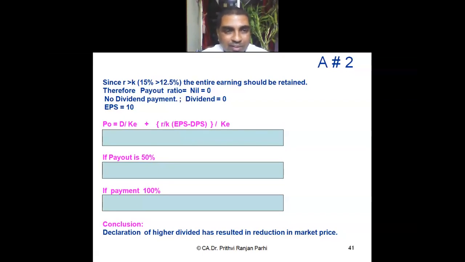Please try, use your calculator. Dividend is zero. So 0 by K plus R by K. Let me tell you the EPS: EPS is rupees 10, minus 0, divided by K. There are multiplications, divisions, subtractions, so you have to solve this question properly. There should not be any kind of arithmetical error. Please solve this question and tell me what should be the price of this share.